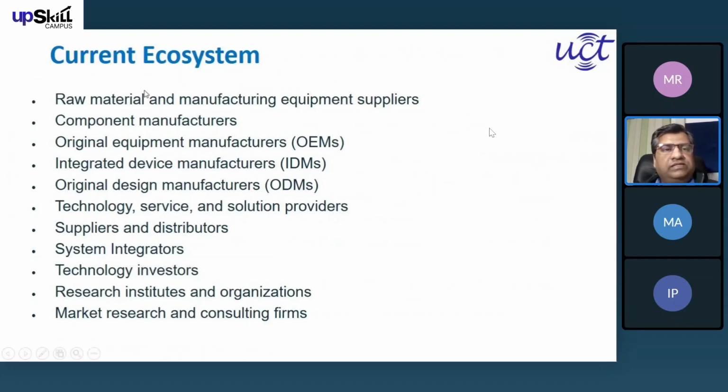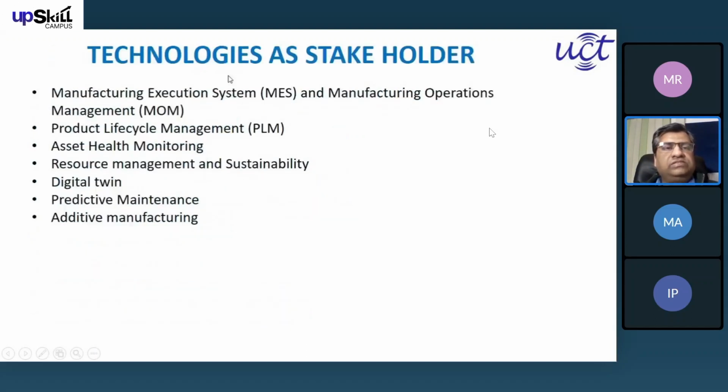So industries are already using some kind of advanced technology, but how can we bring IT or advanced technology like AR, VR, machine learning, so that the overall efficiency can be improved, and the ultimate aim of total equipment efficiency can be achieved. This is the current ecosystem that we have, like OEMs, IDMs, ODMs. These are the people who are already working in this domain. We can say industrial automation. And then these are the technologies that are driving the adoption of digital transformation.